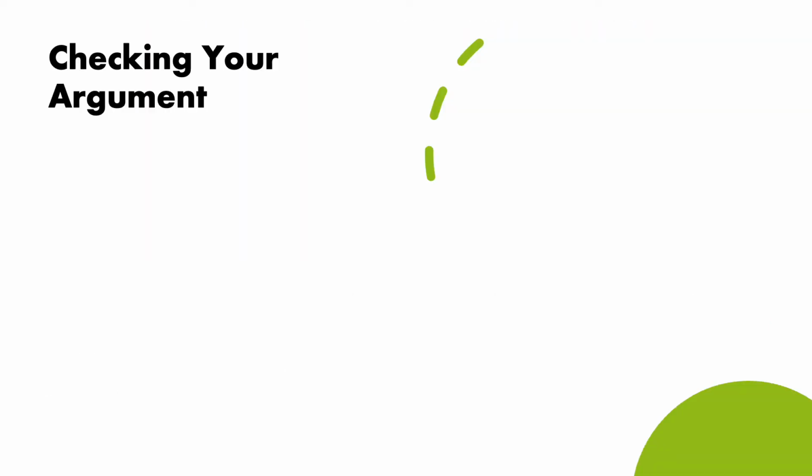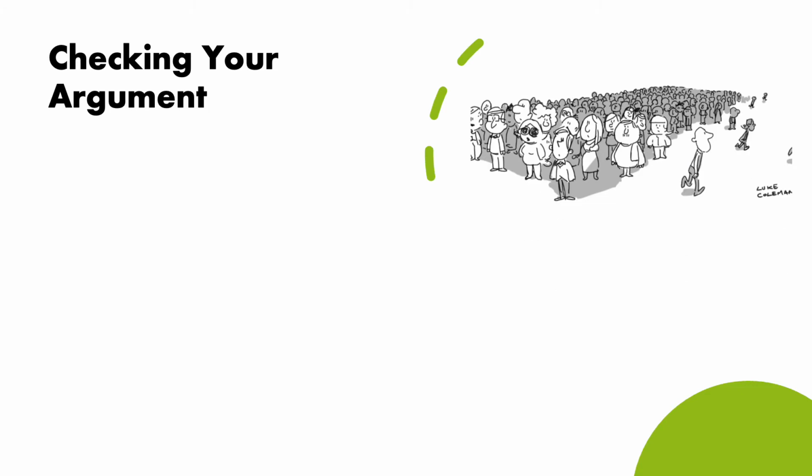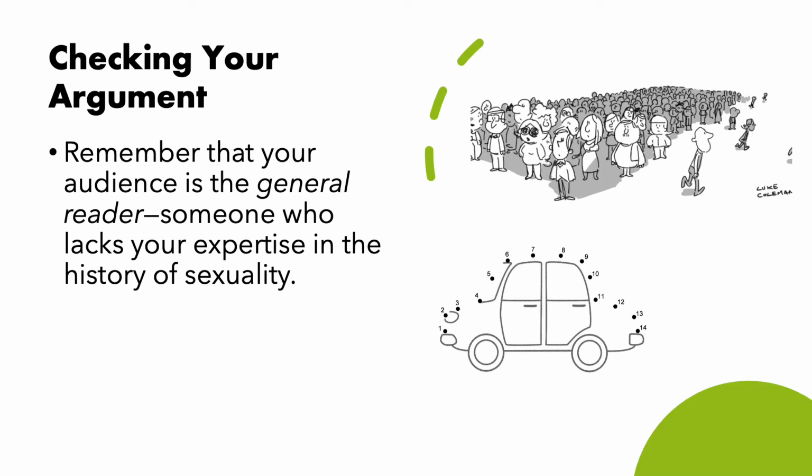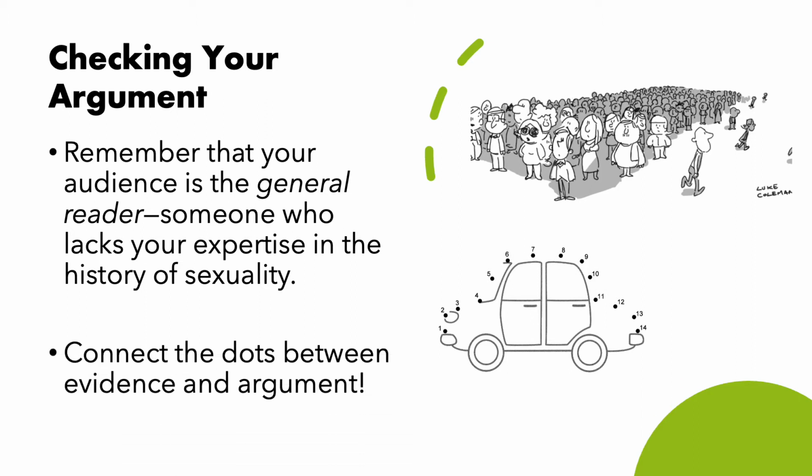Another thing that will help here is thinking about your audience. For this paper, you should assume that you're writing for a general audience. Maybe someone who knows a little bit about the history of sexuality, but who has nowhere near the amount of expertise that you've acquired in the course of the semester. Because your reader is not a specialist in your particular subfield, when you're presenting your evidence, you need to do so in a way that connects all of the dots.